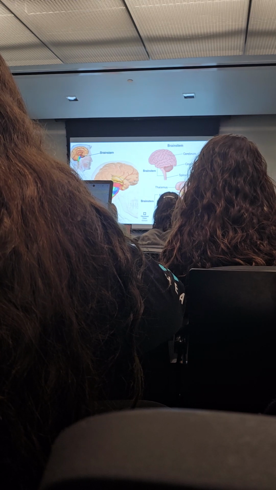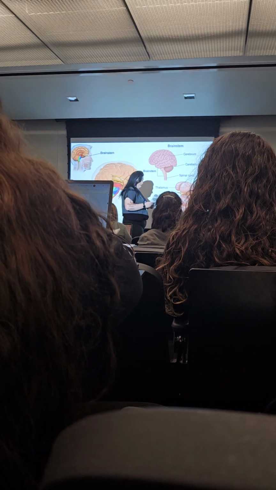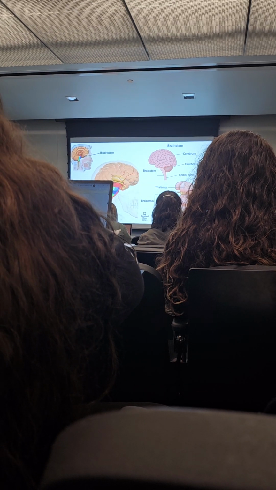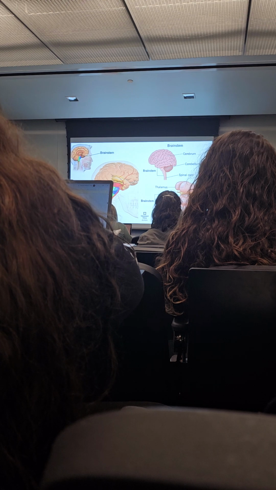Cranial nerves 9 through 12 start in this bad boy. It is your center for breathing, blood pressure, heart rate, coughing, vomiting, sneezing. If I damage my medulla oblongata, that is life threatening.